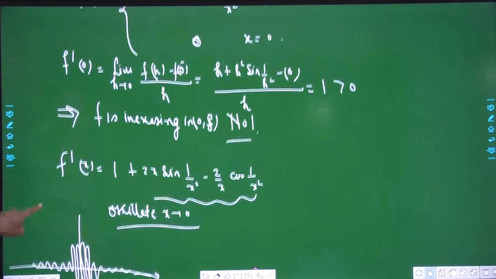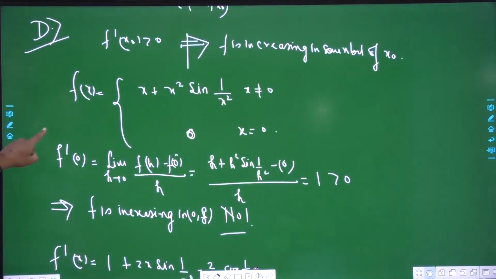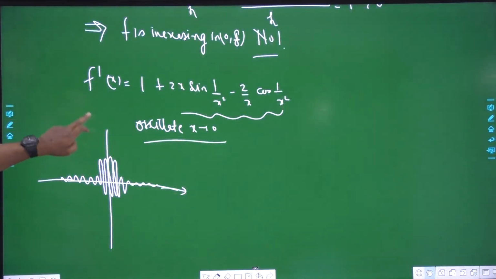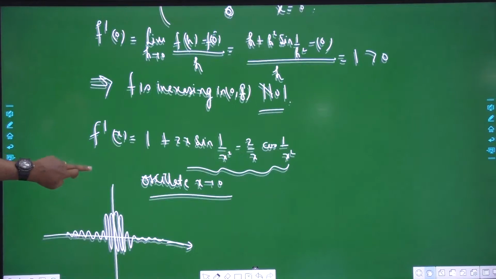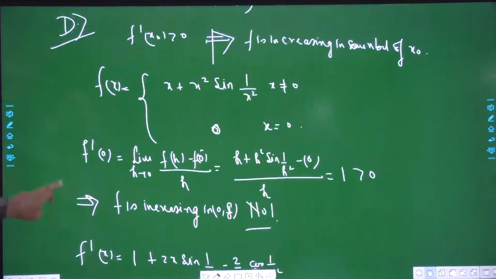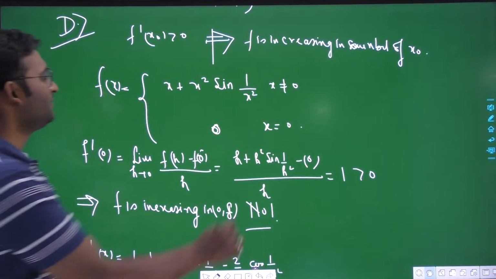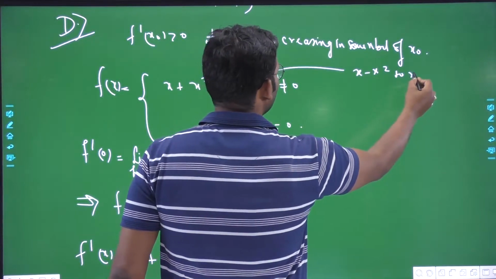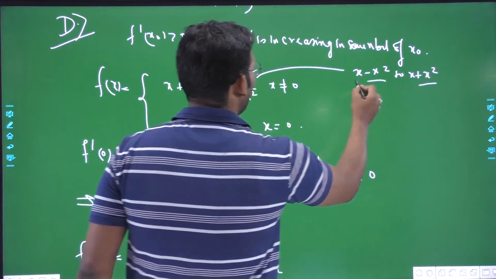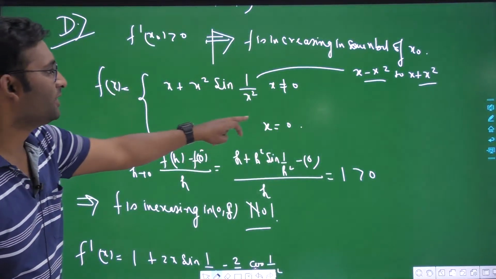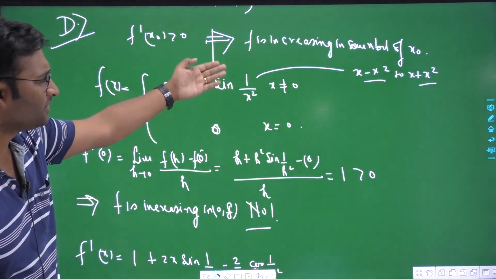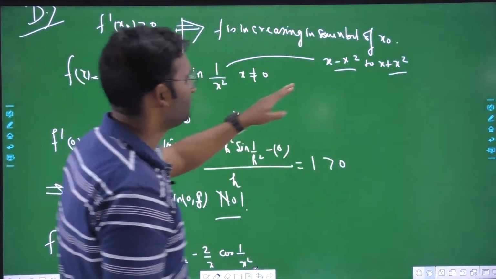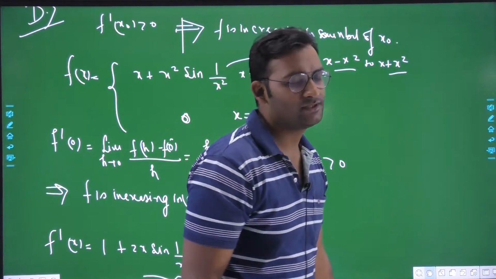Okay, so this is a counterexample which suggests that f dash x naught is greater than 0, but I cannot say that function f(x) is increasing or decreasing. Why? Because as you can clearly see, f(x) will take values from x minus x square to x plus x square. So clearly you can see that your amplitude, since sine of 1 upon x square lies between -1 and 1, will oscillate between x minus x square and x plus x square.